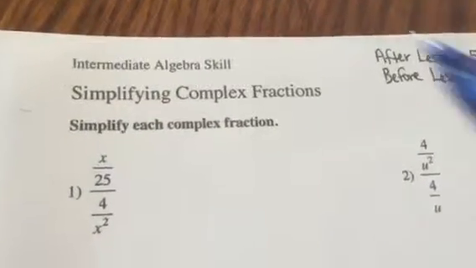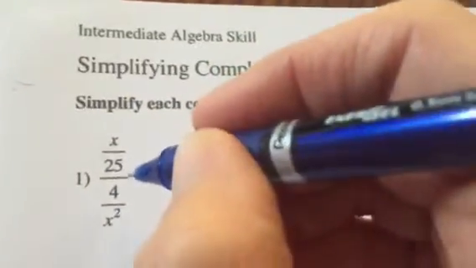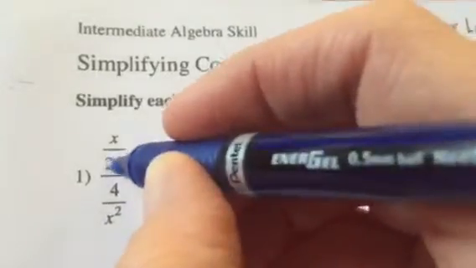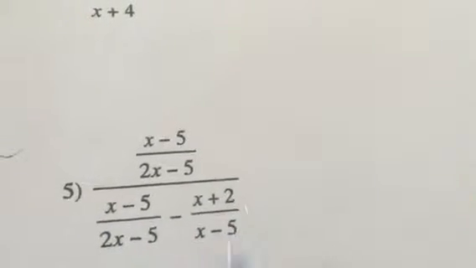This is for Algebra 2, and we are working on simplifying complex fractions. All right, what you want to do here is always find your common denominator. These are complex because you have fractions within your fraction. I mean, look at some of these. Notice here I have 1, 2, 3 fractions within my one big fraction.